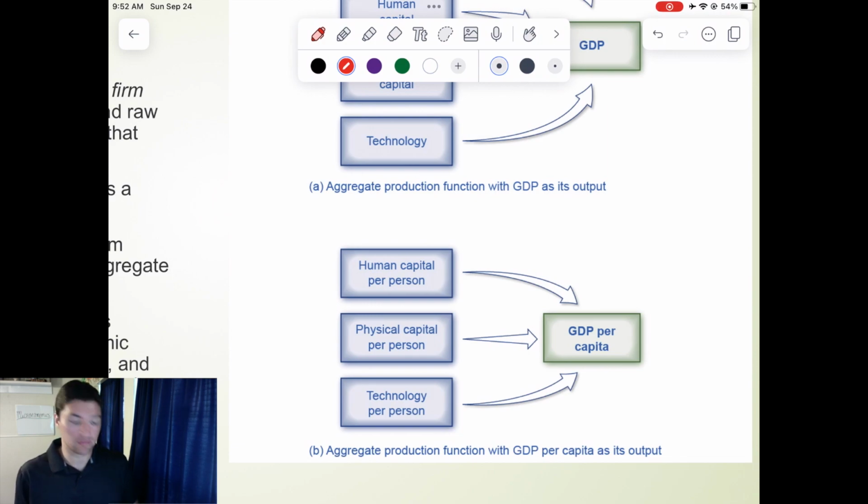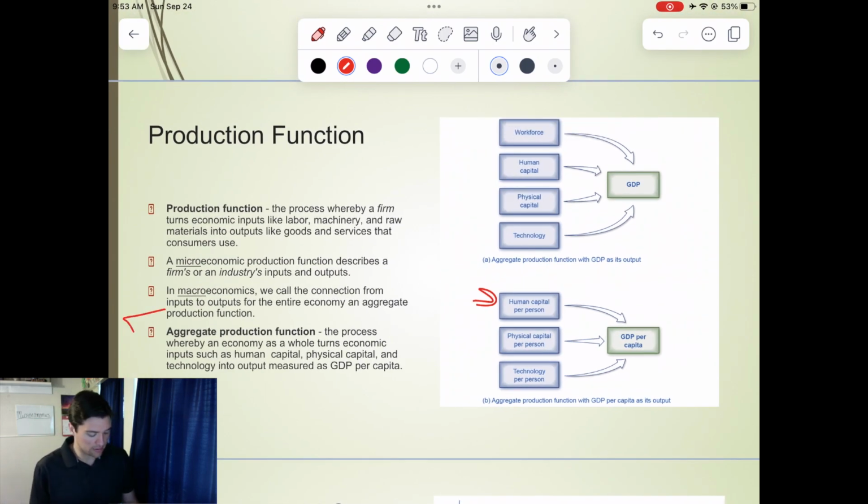GDP per capita, same thing. We're looking at the per person education. What is the average education level? Does the average person have a high school degree? A bachelor's degree? And then physical capital, basically, how much can one person do with machines? Technology per person, similar idea. So the aggregate production function is the process whereby an economy as a whole turns economic inputs such as human capital, physical capital, and technology into output. That is the production function.